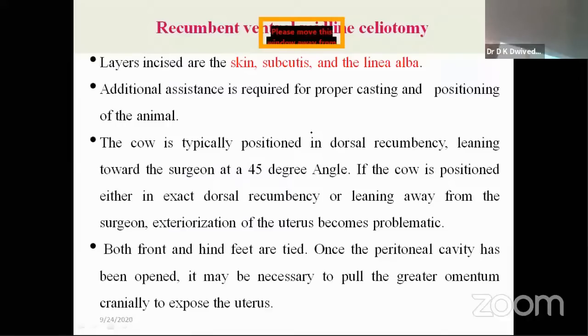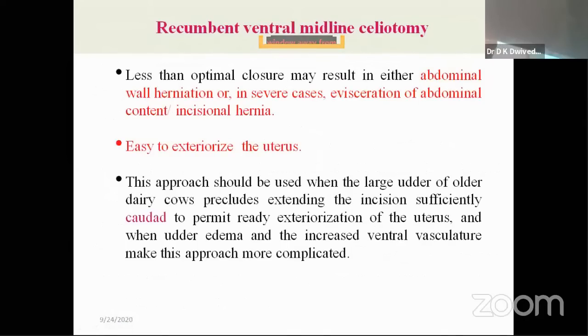Otherwise, if you are not tilting the animal from the exactly dorsal position, there may be difficulty in the taking out or exteriorization of the uterus from the abdominal cavity. Now, the complications of this approach, the recumbent ventral midline approach: due to improper closure of the abdominal incision, there may be development of abdominal wall herniation, or in severe cases, evisceration of abdominal contents that may lead to an incisional hernia.